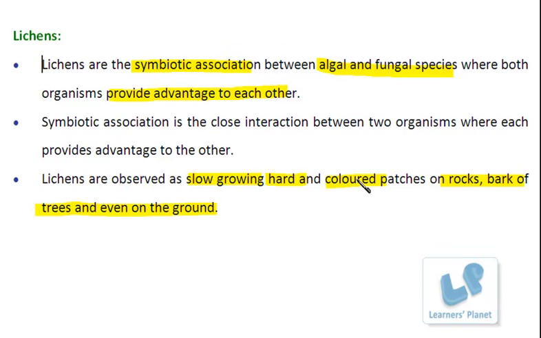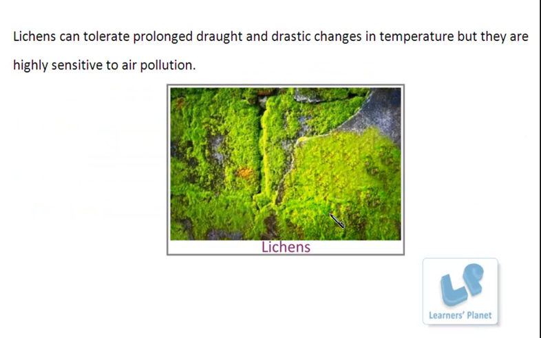You know one thing, that the lichens have one important property that is related to their tolerance power. Let me show you. These organisms can tolerate prolonged drought conditions or even drastic changes in temperature. So although initially they grow in moist conditions, they have prolonged tolerance against the lack of moisture as well as temperature changes.